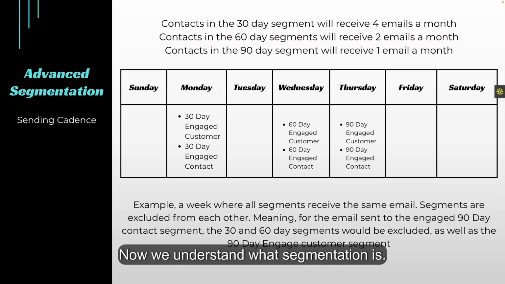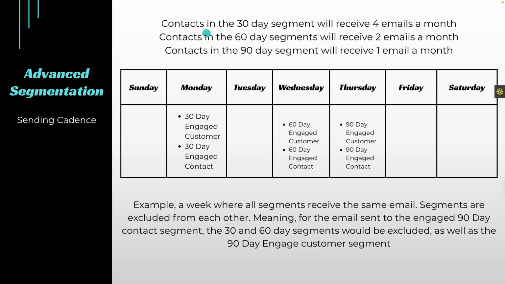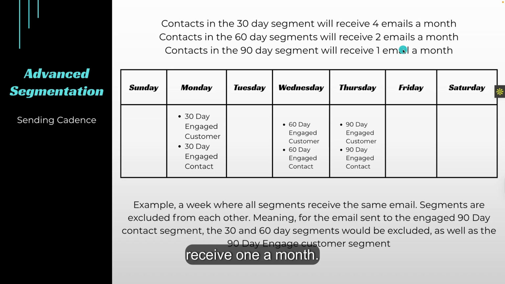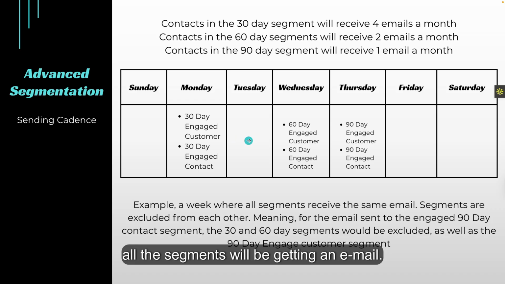Now we understand what segmentation is. Let's talk about how we break up email content based on that segmentation. So for example, contacts in the last 30 days will receive 4 emails a month. Contacts in the last 60 days will receive 2 a month, and contacts in the last 90 days will receive 1 a month. Here is a weekly example of ascending cadence, and this is just 1 week where all the segments will be getting an email.